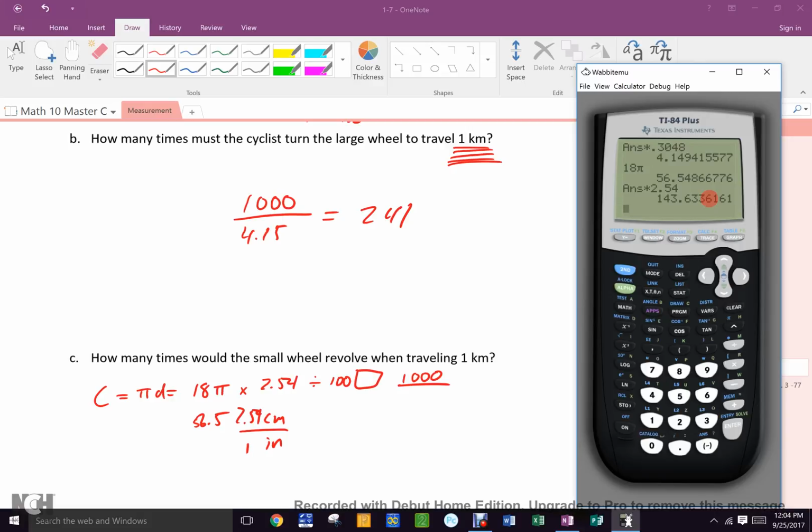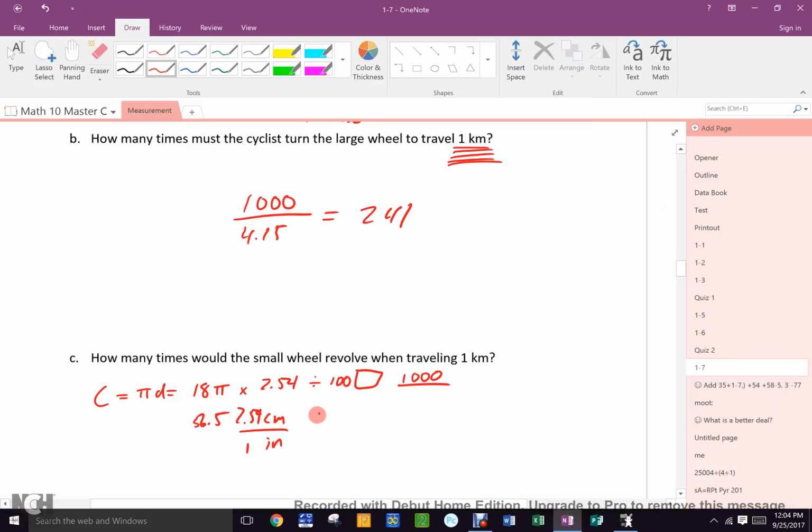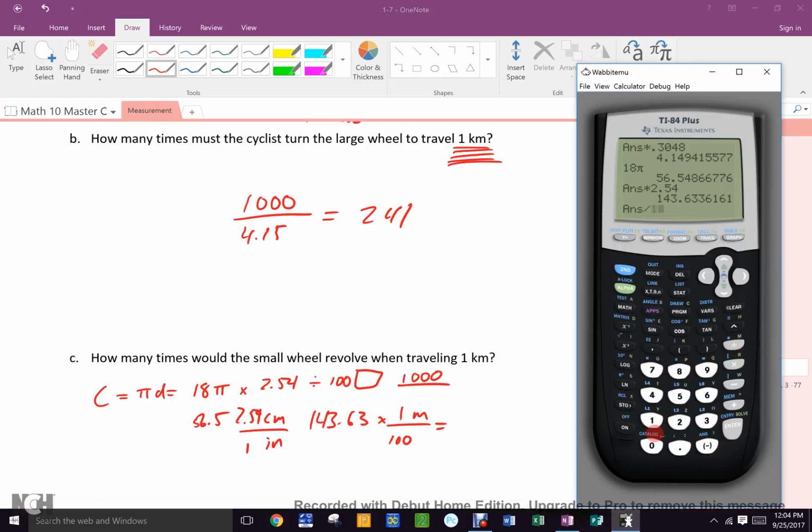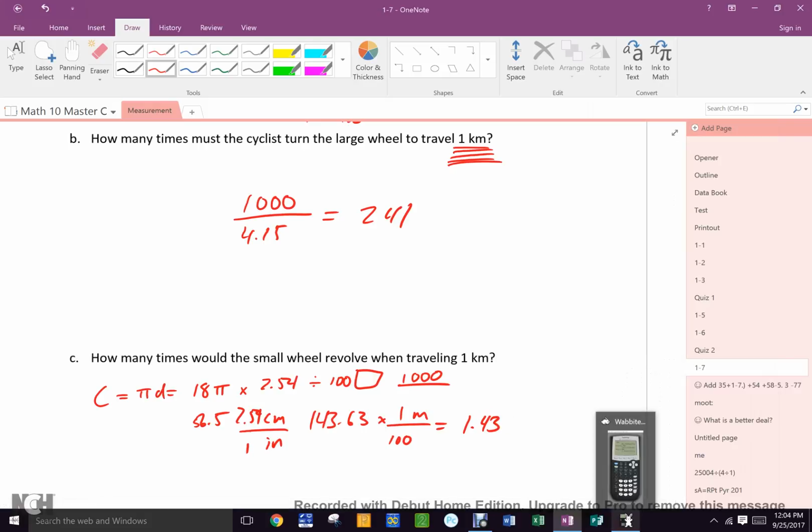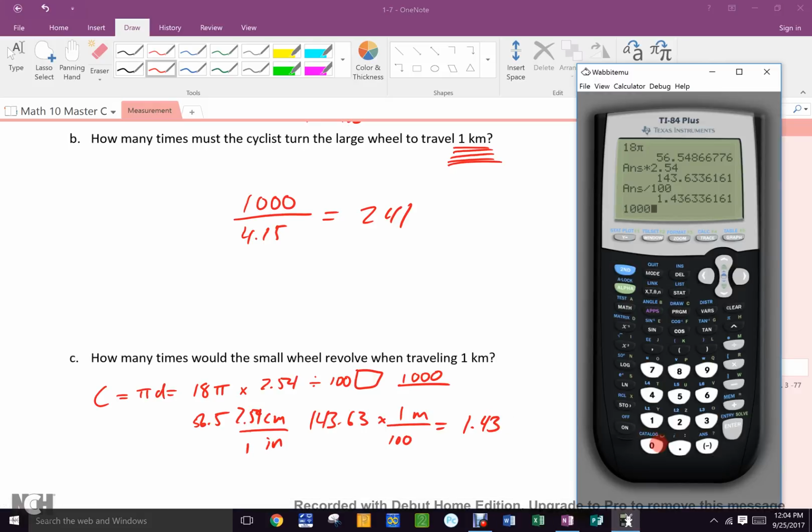Right? Now that, I'm going to write 143.63. That's centimeters. I need it in meters. So I need meters. 1 meter is 100 centimeters. So it's that divided by 100. So I go to my calculator, divided by 100 to get that answer, 1.43. And then I need 1,000 divided by the 1.43 to get 696.21.